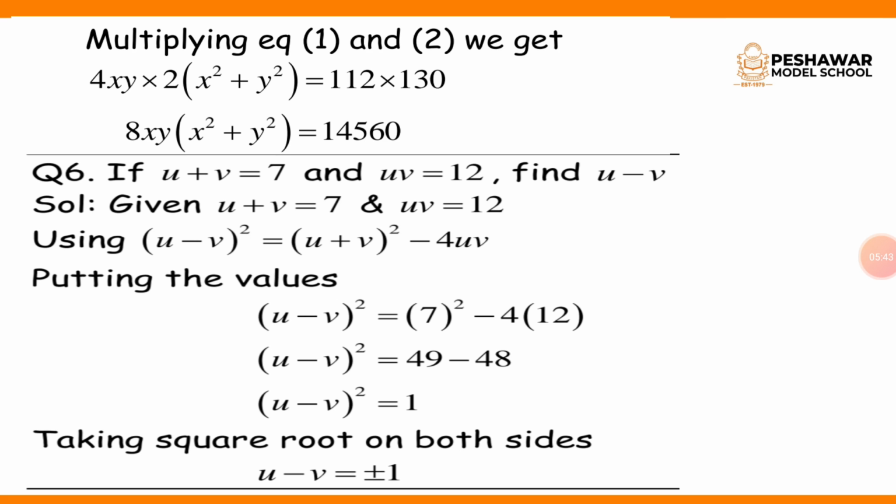Last question is question number 6. If u plus v is equal to 7 and uv is equal to 12, find u minus v. Given that u plus v is equal to 7 and uv is equal to 12, using u minus v whole square is equal to u plus v whole square minus 4uv.